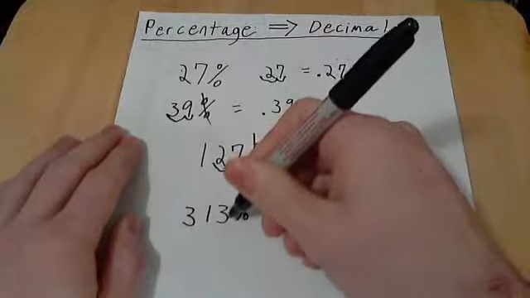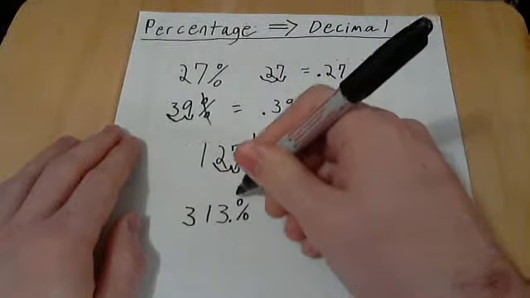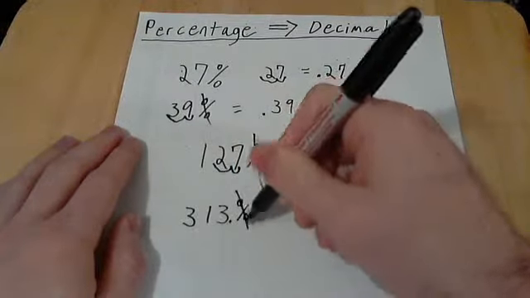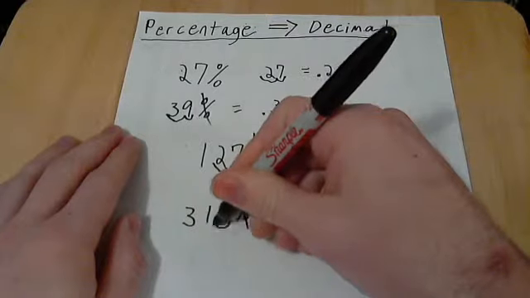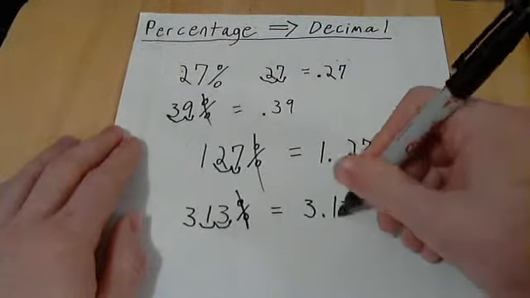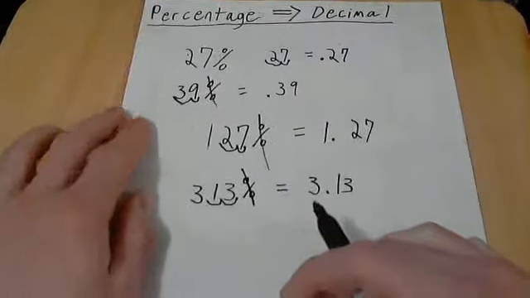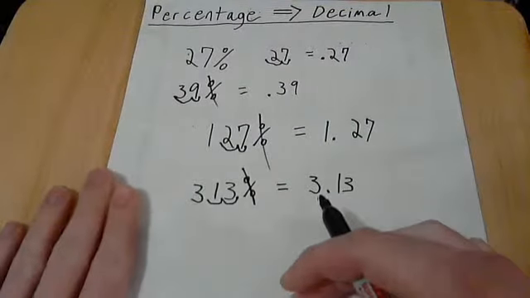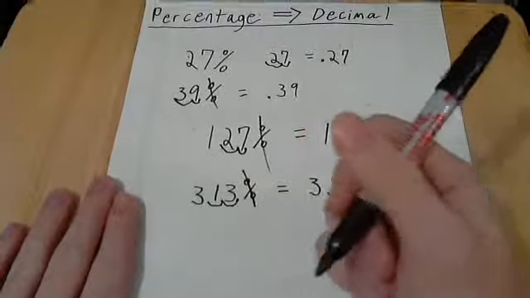So let's take our decimal here. Once we get rid of this percentage sign, move it 2 places to the left, and that will give us 3.13. So I lied, I'm going to give you one more example here just to solidify things even further.